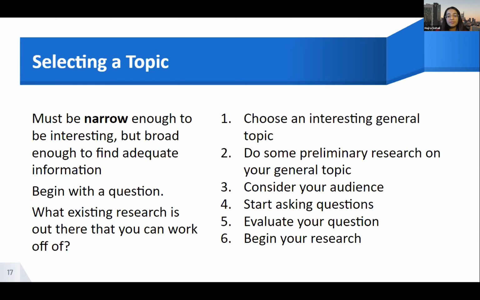Who will this be impacting? Who will you be talking to? Start asking questions, which goes with choosing your topic. Evaluate your question, so honing in on what this could mean, what kind of planning would be involved. And then after you select your topic and do the first 5, you can then begin your research.